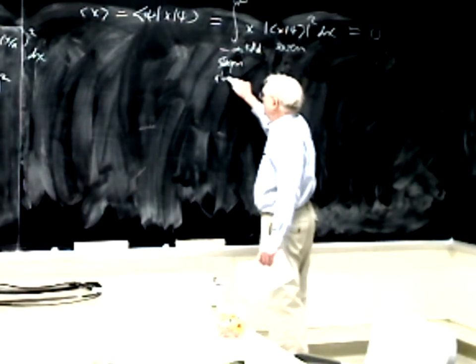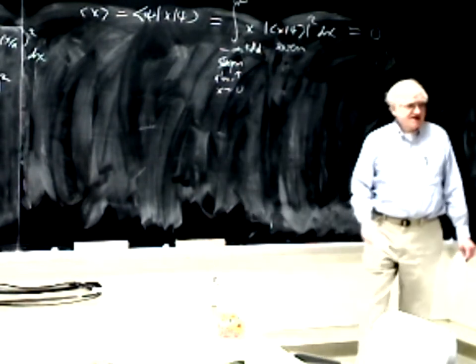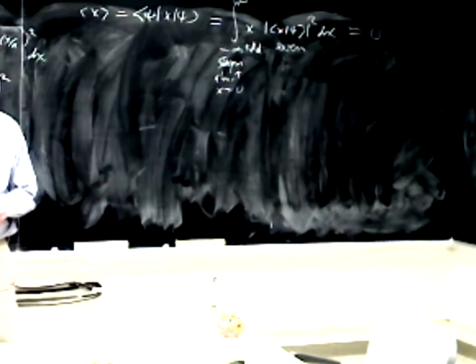Symmetric about x equals 0. So for those three reasons, the thing is 0. You don't have to actually do the integral.